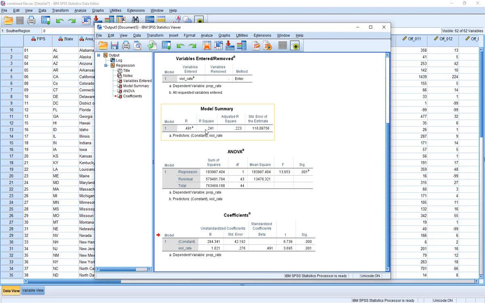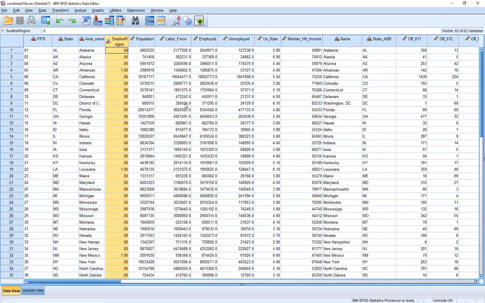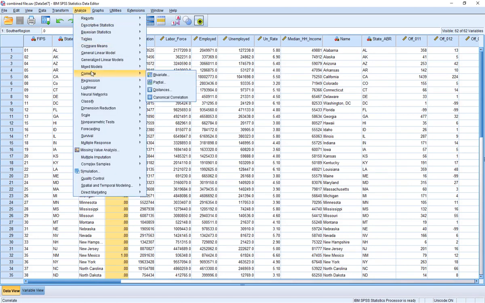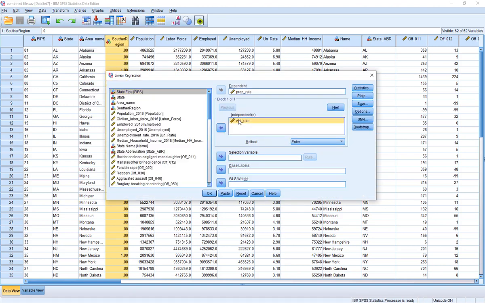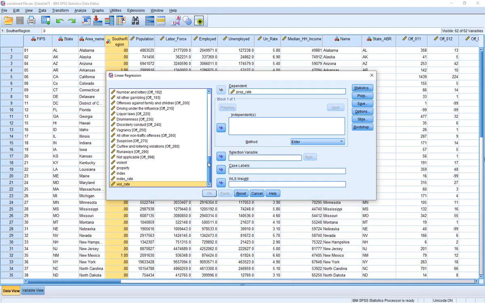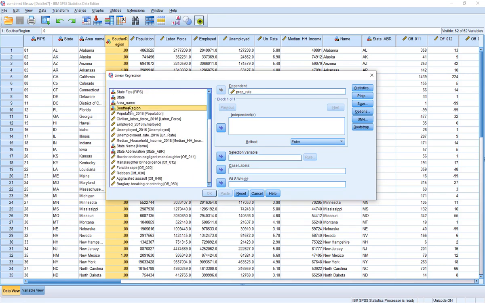I want to run the same model. I'm going to close this, and I'm simply going to say, analyze. We're going to go to regression again. We're going to go to linear. And instead of using violent crime rates, I'm going to get rid of that. And then I'm going to go to that southern region variable that I created before. And again, this is a dichotomous measure. It's a yes or no question.